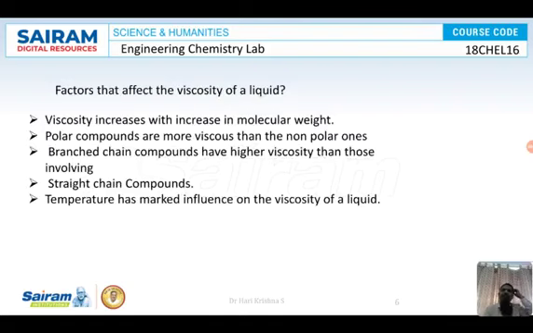The factors which affect viscosity are as follows. As the molecular weight increases, viscosity also increases, just as a huge person will move slowly. Polar compounds are more viscous than non-polar ones. Branched chain compounds have higher viscosity than those not involving branches. Straight chain compounds have less viscosity.